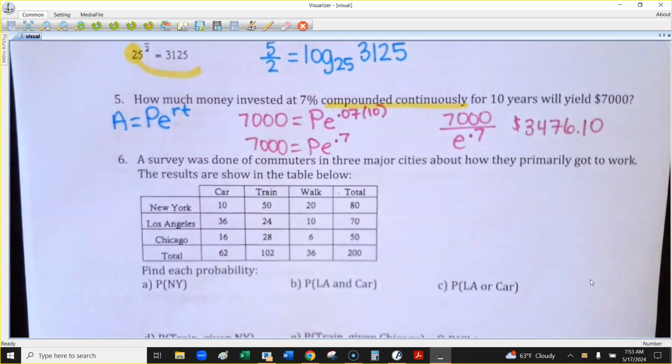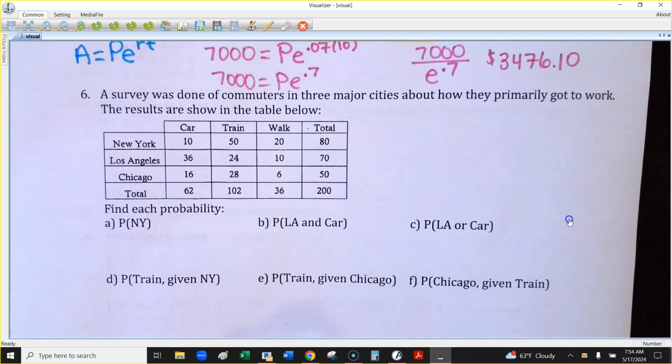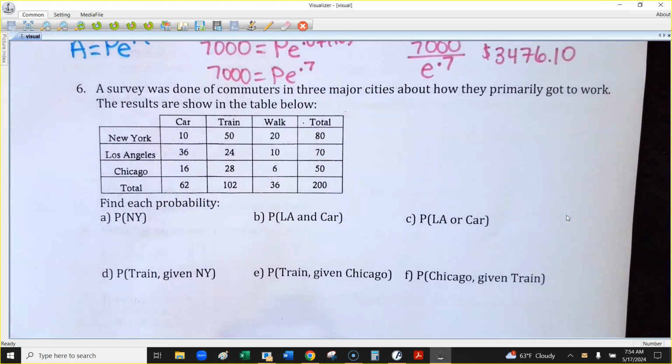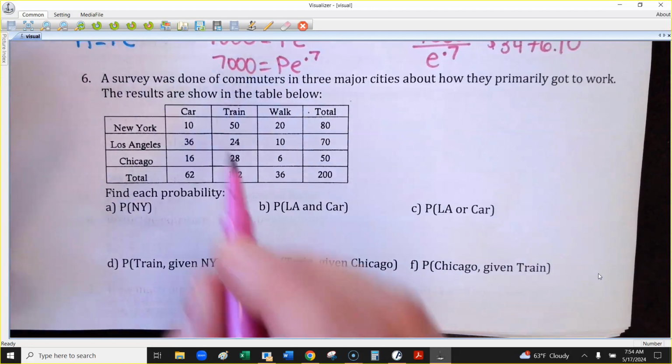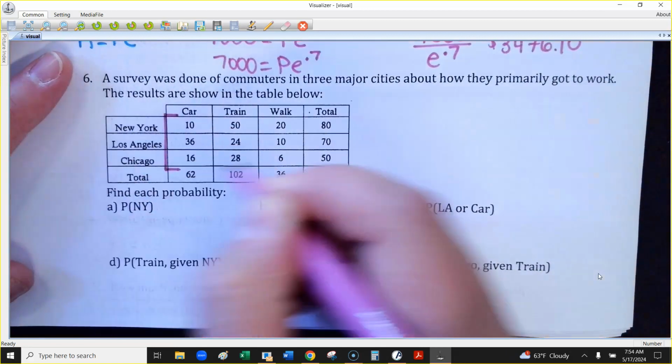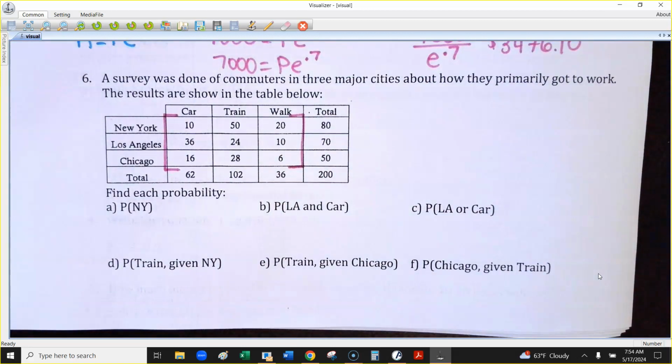All right, now my next one is a several part question. So this is from our probability unit. And it says a survey was done of commuters in 3 major cities about how they primarily got to work. And then we have the results. So really the data is here. And then they give you the totals for each column and each row.